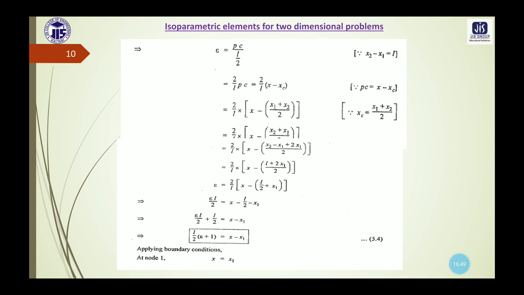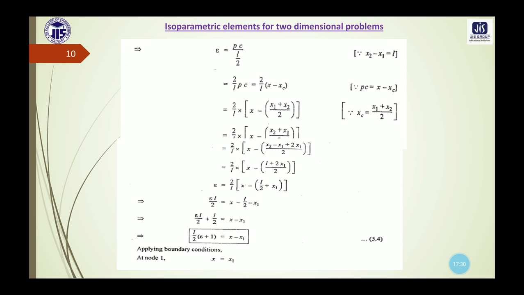Several rearrangements have been performed here, and after 2 or 3 different steps, we will get the natural coordinate epsilon equals 2 by L multiplied by x minus L by 2 plus x1. So that means epsilon L by 2 plus L by 2 equals x minus x1. So finally we are getting equation number 5.4, which is L by 2 into (epsilon plus 1) equals x minus x1.